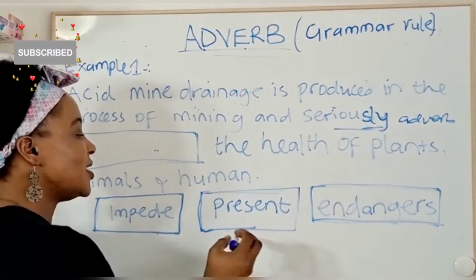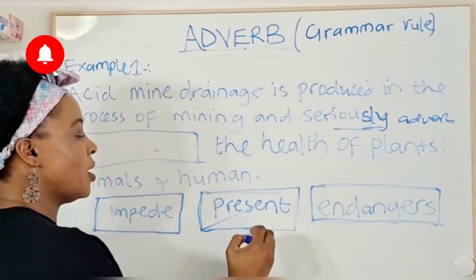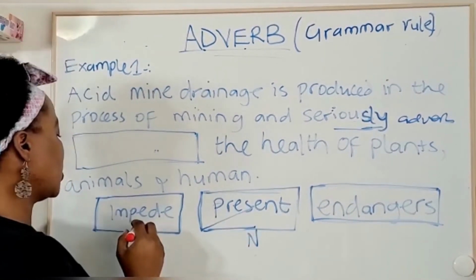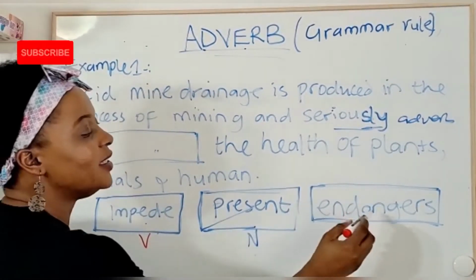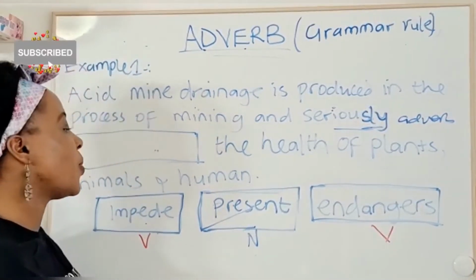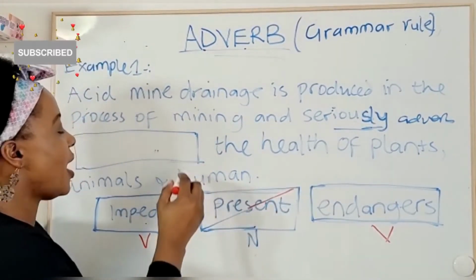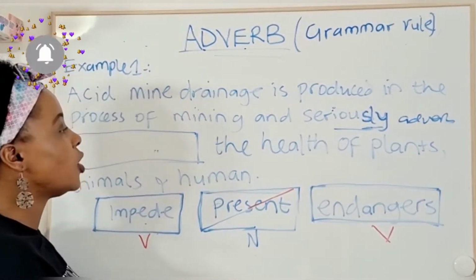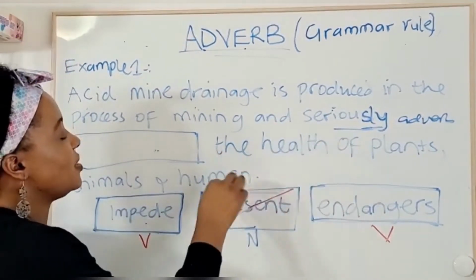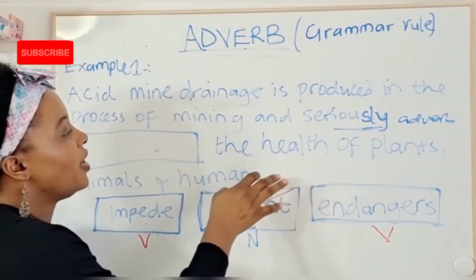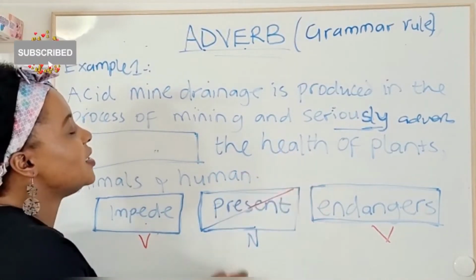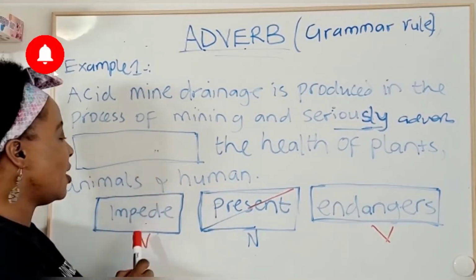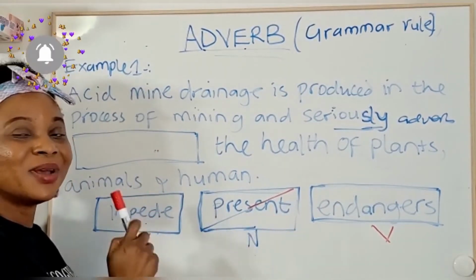Okay, so let's say this one, present, is a noun. So it's already ruled out here. Let's say impede is a verb and endangers is a verb. It can't be here. So we are left with impede and endangers. Now let's look at the word closely. The health of plants. This is an article, and health here already is an adjective. So basically, we'll either have an adjective here or a verb. Looking at these options, we don't have an adjective. So basically, we are left with what?